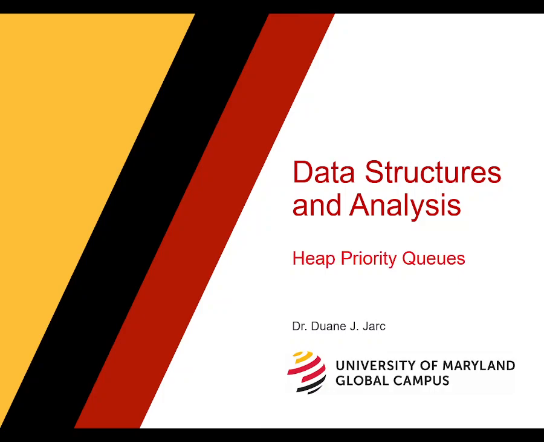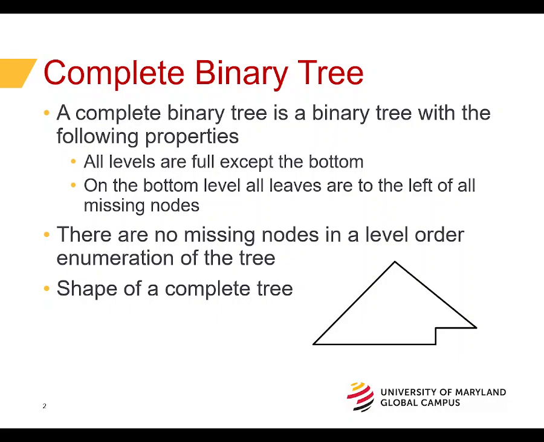Although priority queues can be implemented in a variety of different ways, our focus will be on using the heap data structure, which on average is the most efficient approach. Before we define a heap, let's review the definition of a complete binary tree.